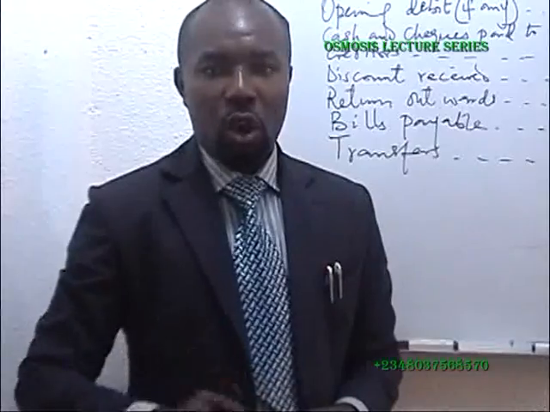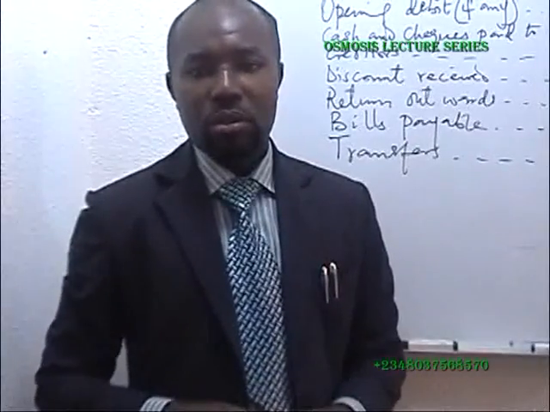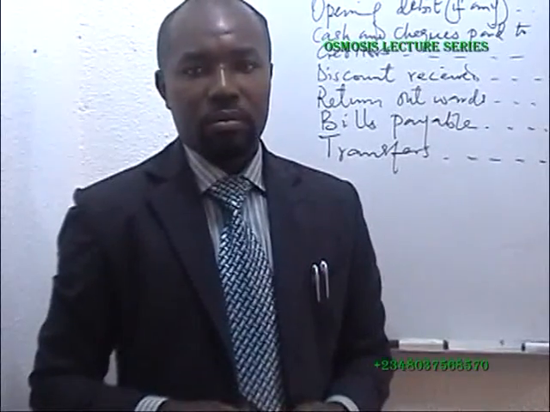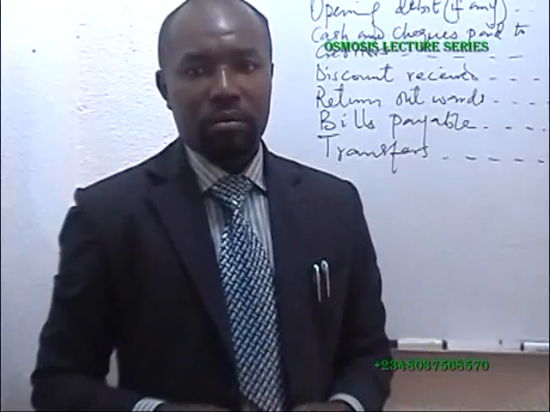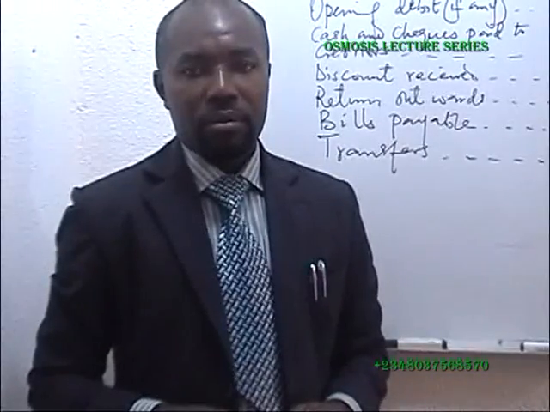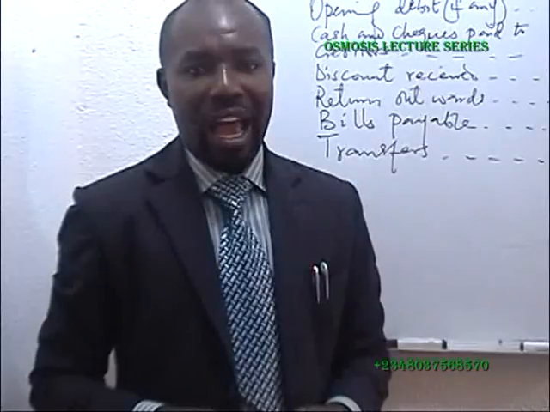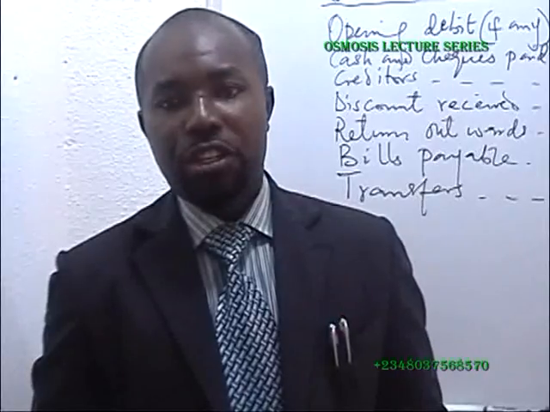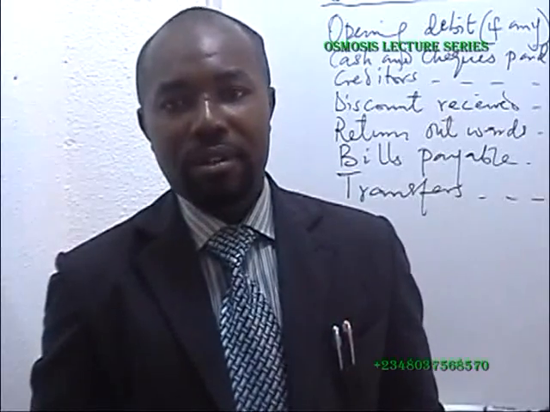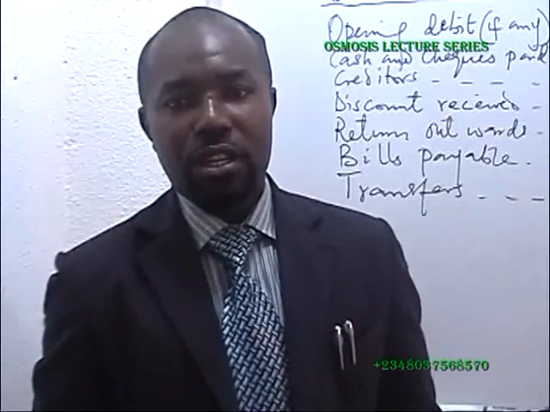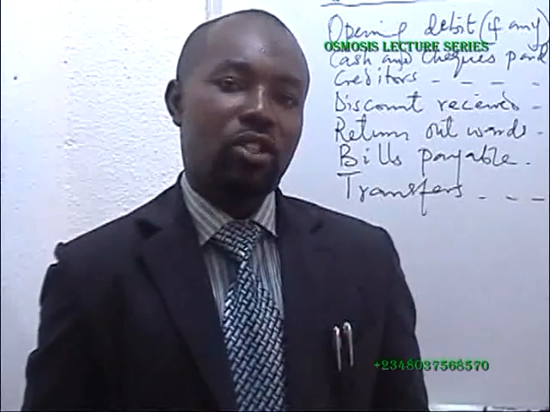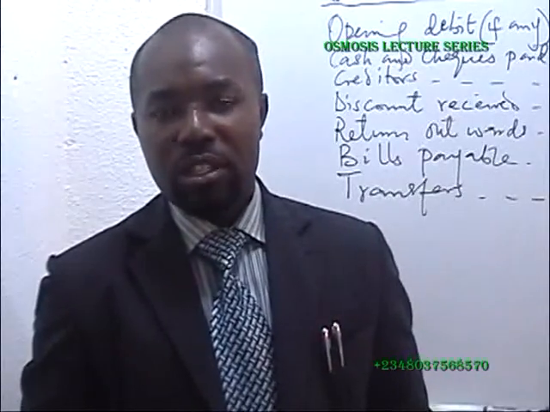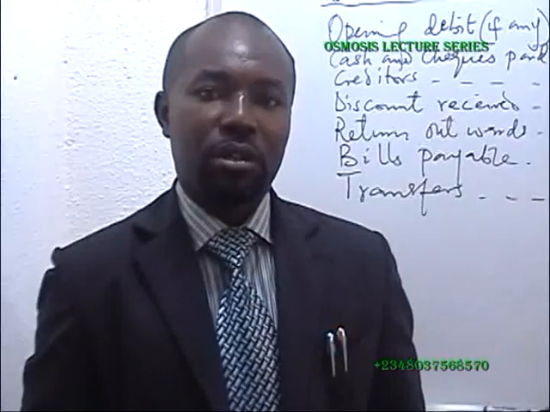E. Return inwards account. F. Return outwards account. Then G, cash book. I say G, cash book. So we have seen the sources of information for the preparation of control accounts. These are the sources of information.